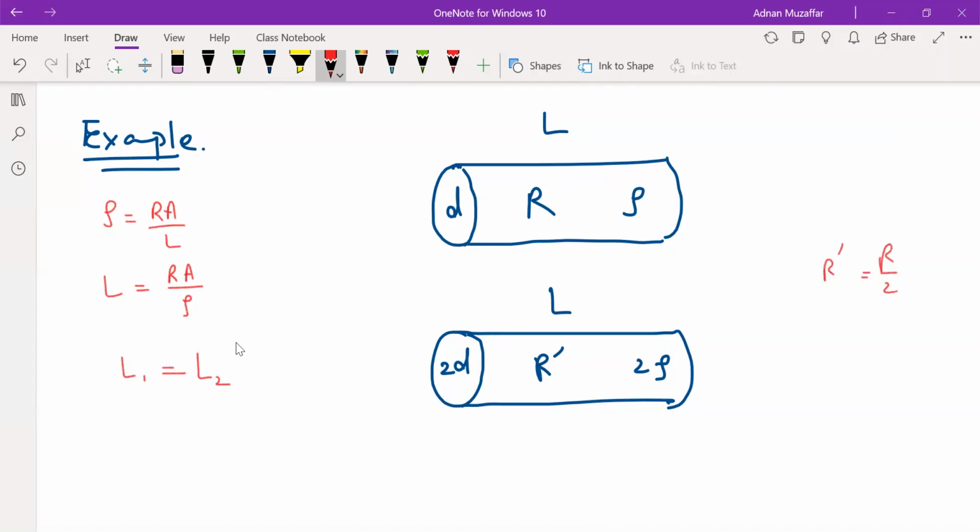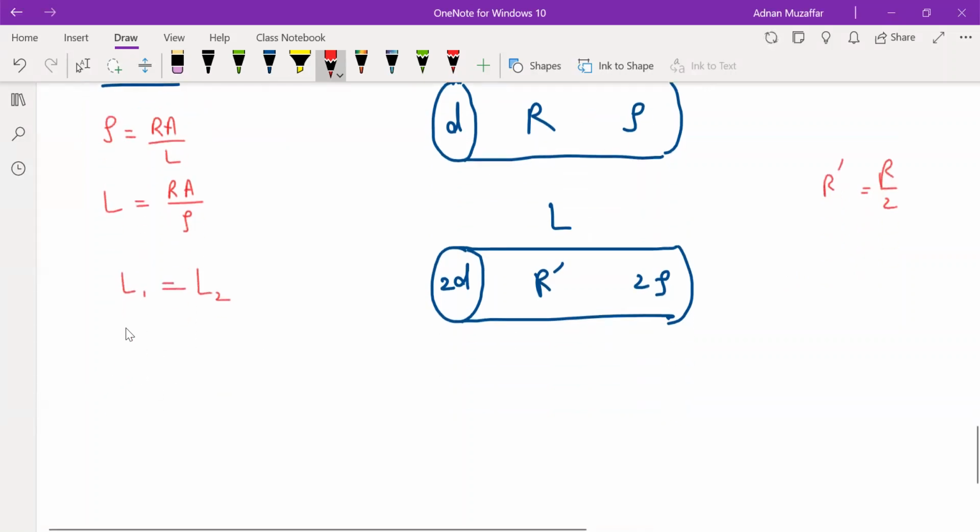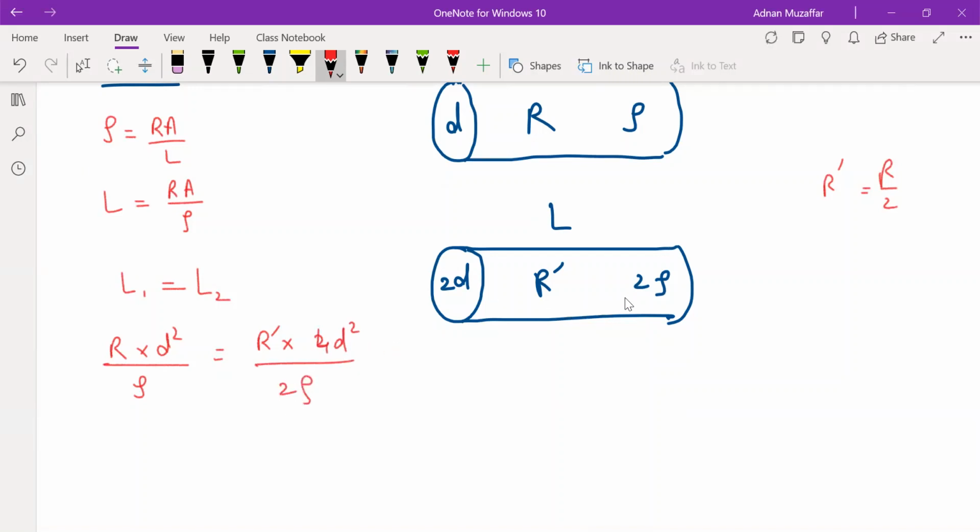Let's check. So the initial resistance is R, the diameter is d, so the area goes as d square over, and the resistivity is rho. Now we need to find the new resistance. The diameter is double now, so I can write 4d square over 2 rho, because the resistivity is doubled. So rho is cancelled by rho, d square is cancelled by d square. So 2 ones are 2, 2 twos are 4. So R prime equals R by 2.